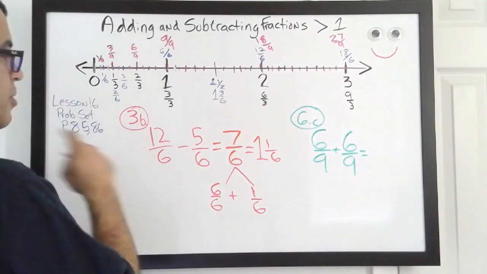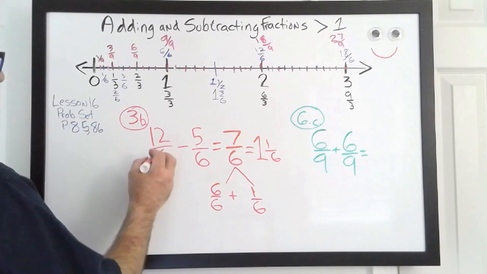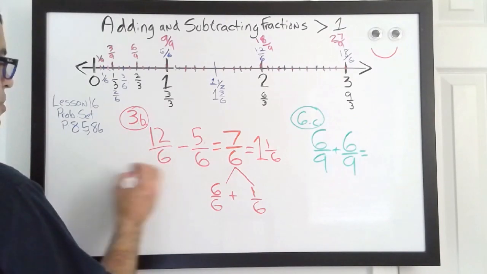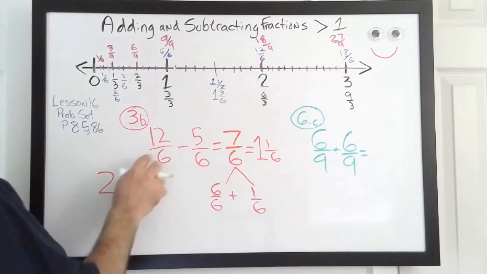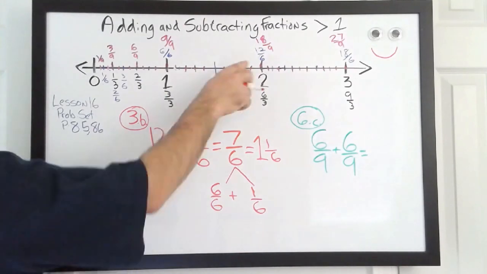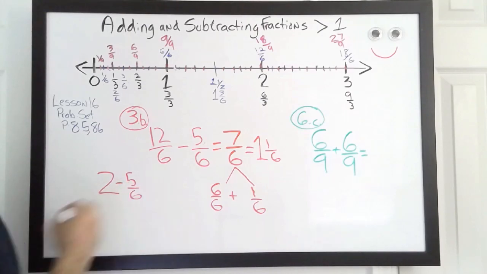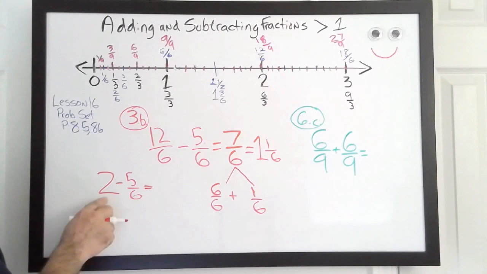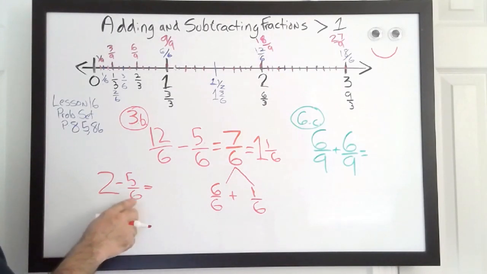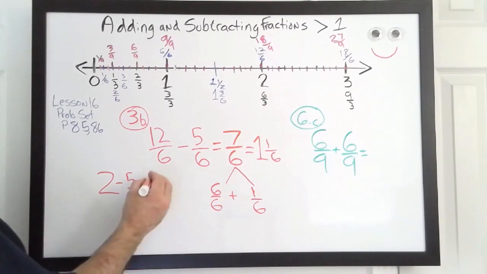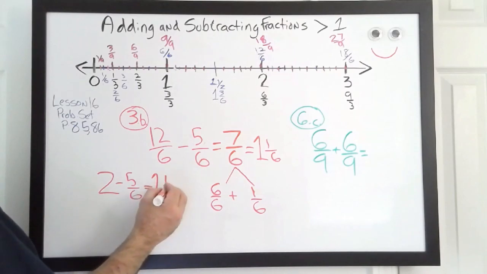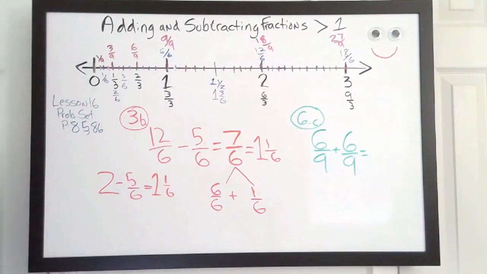Let's look at it another way. I could have turned this 12/6 into 2. Let me write it over here. There are two whole numbers in 12/6. See, there it is on the number line. Minus 5/6. Okay, we could have looked at it that way. So that's two whole numbers minus 5/6. You can take 5/6 away from 1, and you have 1/6 left over, and then that would be 1 and 1/6 too. So you want to start thinking about these in different ways.